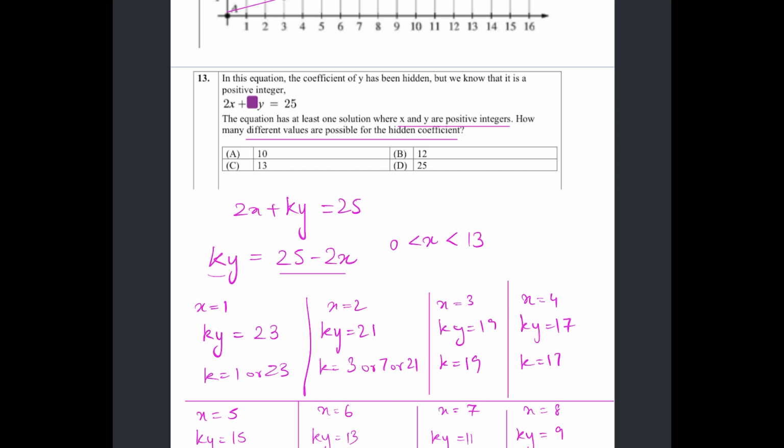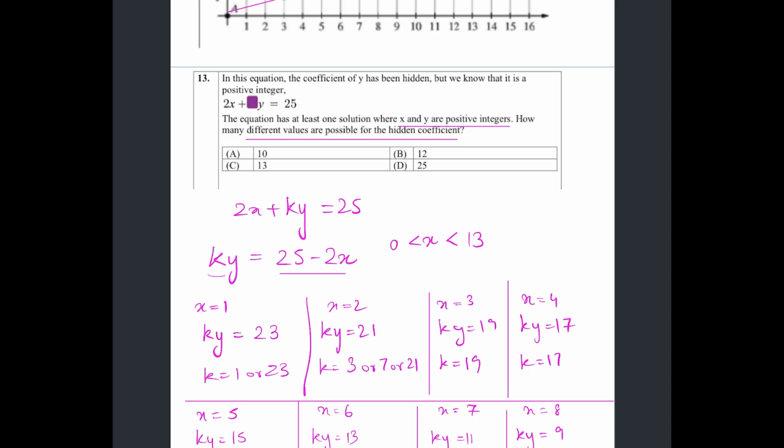And for x equals 9, we have ky equals 7, from which we get k equal to 1 and 7, but we've written both of those down already. For x equals 10, we have ky equals 5, so k can be 5. x equals 11, ky equals 3, so k equals 3. For x equals 12, ky equals 1, so both k and y should be 1 for this case. But we've already written down all the possible numbers that k can take.